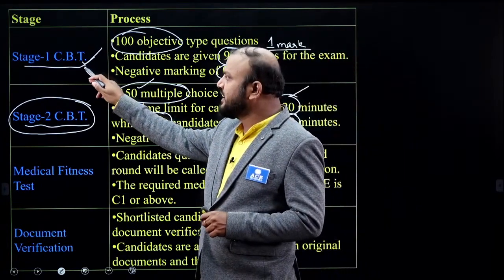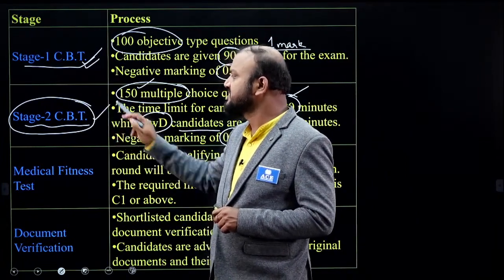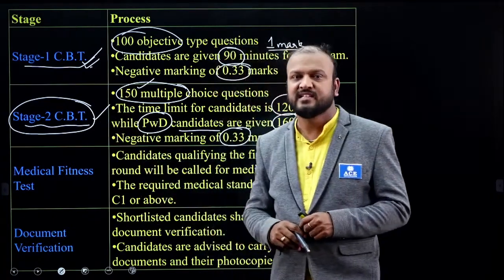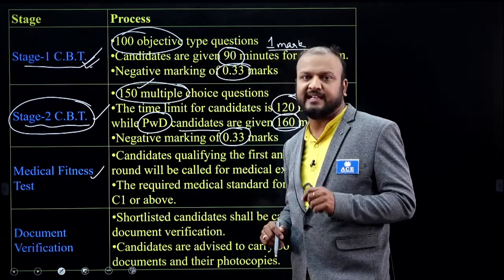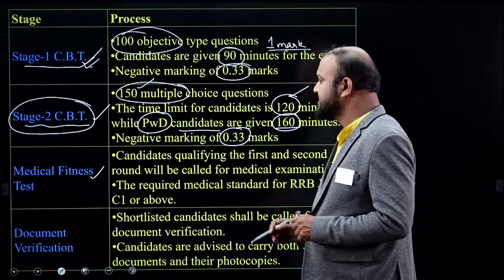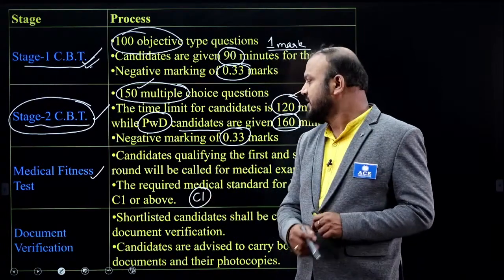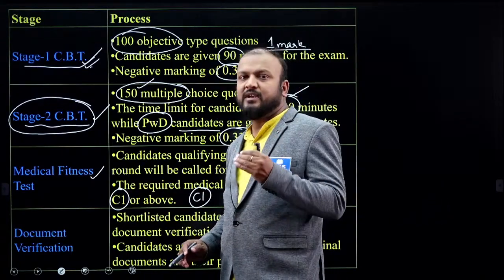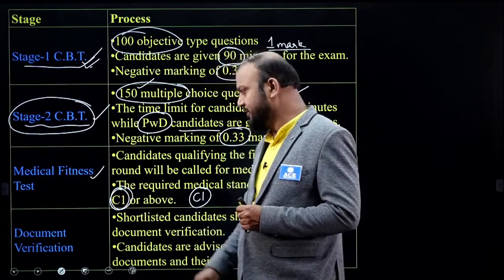Those candidates who qualify for CBT 1 will have their score considered for CBT 2, and those candidates who qualify for CBT 1 and CBT 2 will go to the third round, that is the medical fitness test. Here, the medical fitness test requires C1 level or above. What is C1 level or above? We'll discuss in the next slide. So people will undergo a medical test, and the medical test category should be C1 or above.